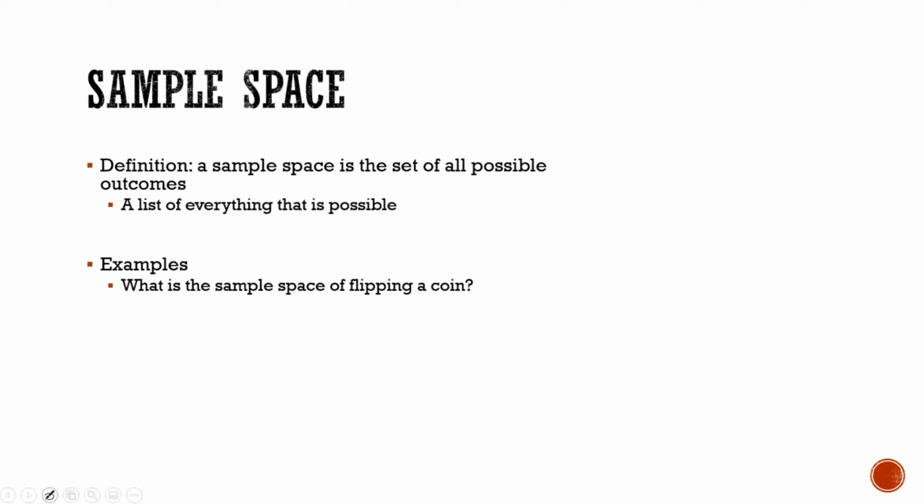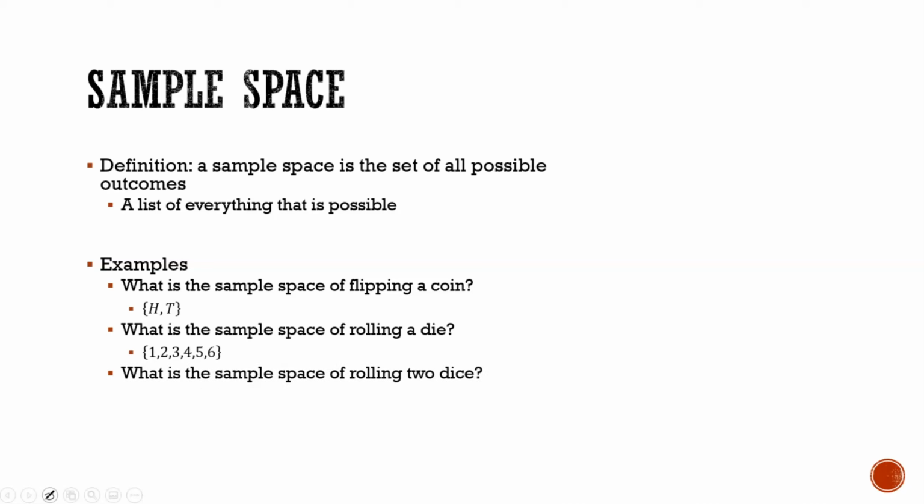What is the sample space of flipping a coin? What is a possible outcome? We can either get a head or we can get a tail. What is the sample space of rolling a die? A single standard die has 6 sides, so the sample space would be 1, 2, 3, 4, 5, 6.